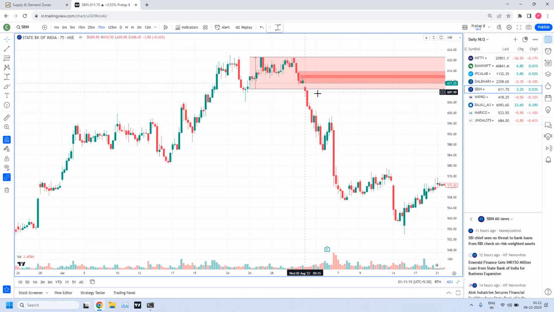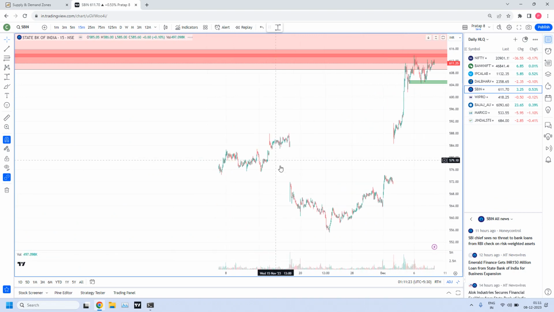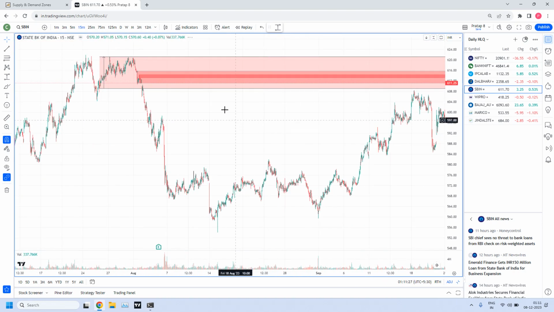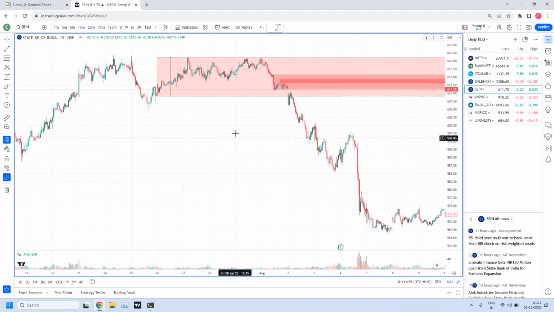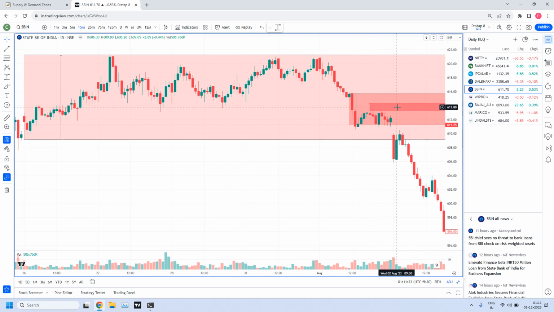So we have identified a fresh zone, because most of the times these fresh zones will be having a high risk. In order to reduce the risk, what we do, we go down one more time frame below, that is the 15 minutes time frame. And inside this we identified a 15-minute zone. We have a rally candle, a few base candles and a drop candle.